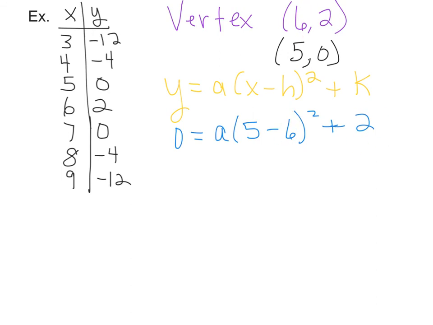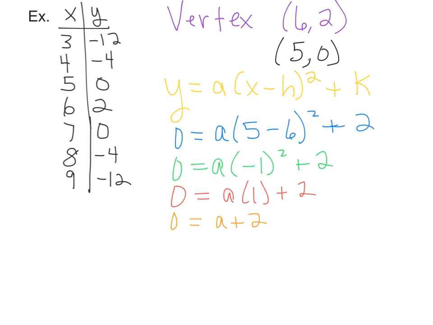So now I'm going to go ahead and simplify. Now that I've simplified, I'm going to solve for a. So a equals -2. Now I have my a value and I have my vertex, so I'm going to write it in the equation using that vertex form, which is in the yellow at the top. So my equation then is y equals -2 (x - 6)^2 + 2.